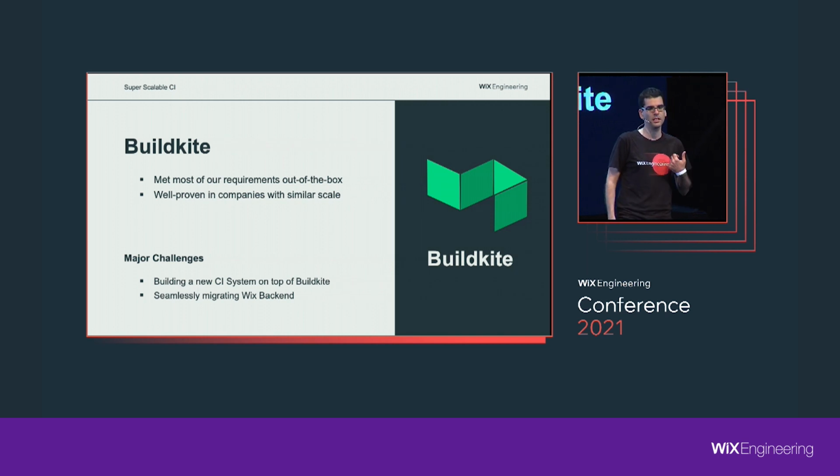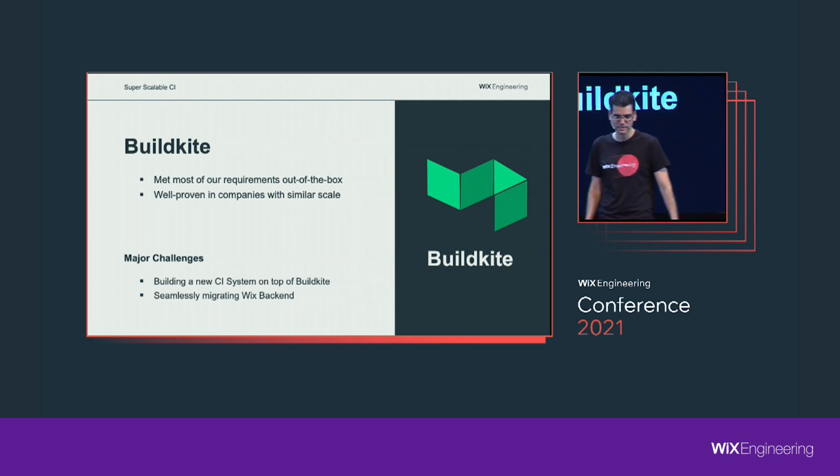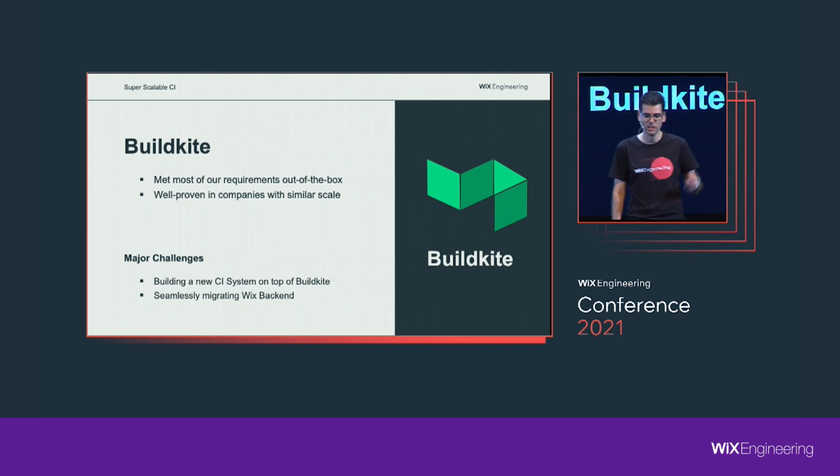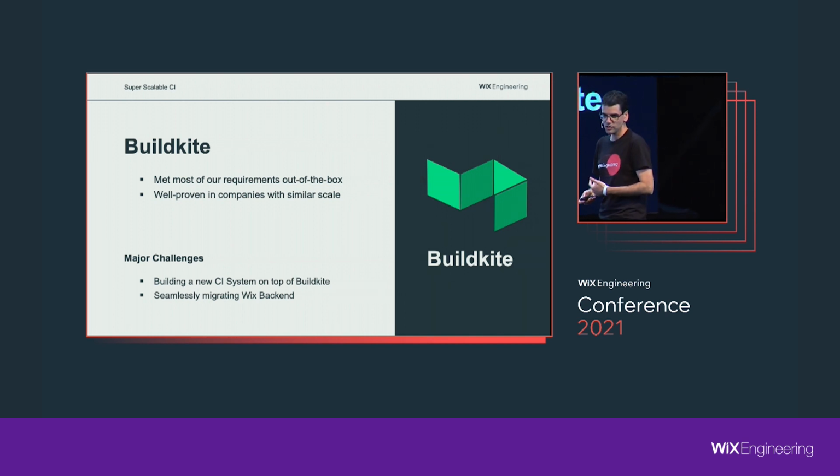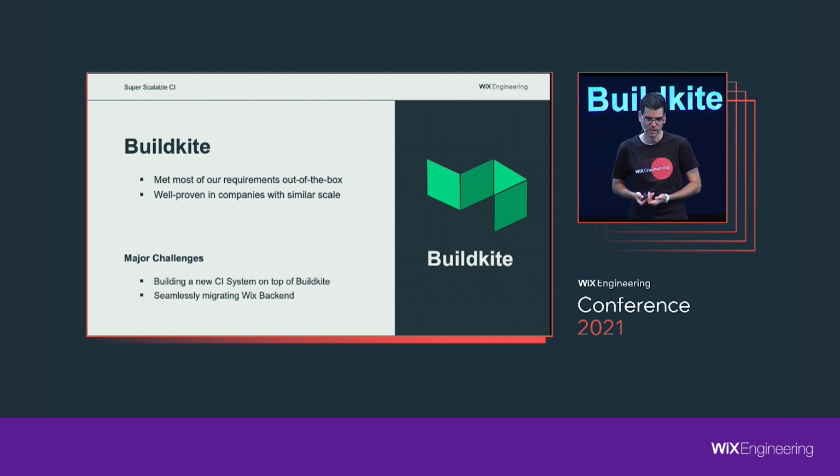Now, in Wix, that's a completely different story. We can't do that. We have plenty of different status checks, different build types. We have cross-repo checks. We're running multiple builds per commit. We have a full-blown ecosystem on top of the build server. So we need our own logic and our own services to orchestrate it.